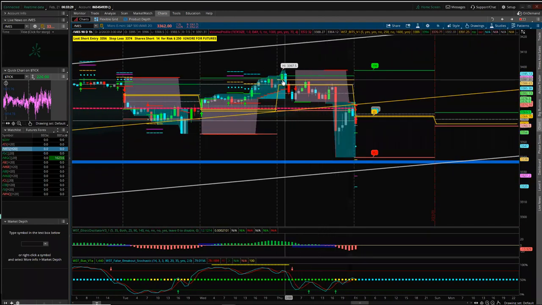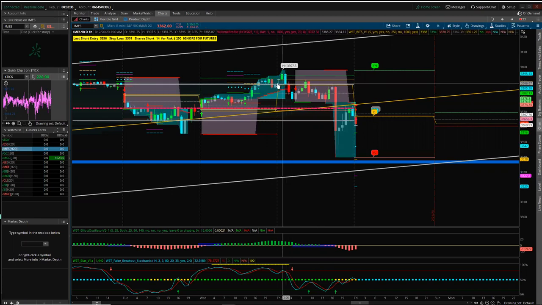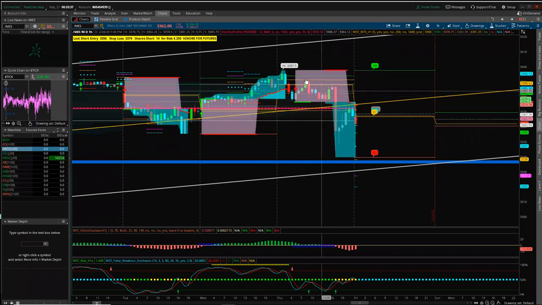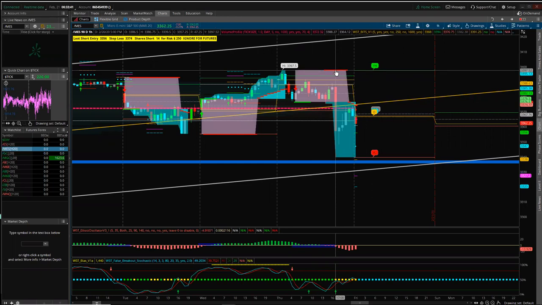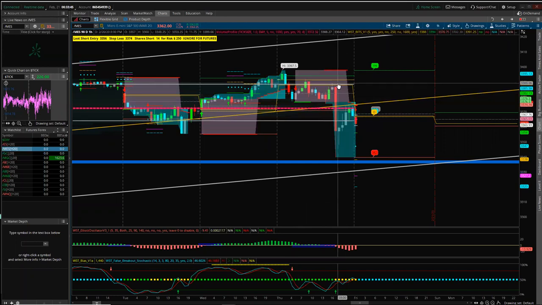These lines here are yesterday's high and yesterday's close, and we've got the open as well. There's a lot of resistance in there for price to go up and take out the stop, so we've got protection before our stop there. And then it just dived down.